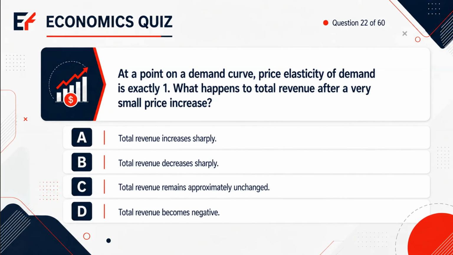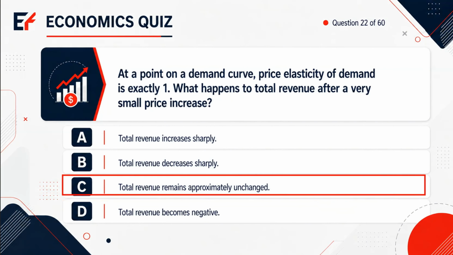Question 22. At a point on a demand curve, price elasticity of demand is exactly 1. What happens to total revenue after a very small price increase? A, total revenue increases sharply. B, total revenue decreases sharply. C, total revenue remains approximately unchanged. D, total revenue becomes negative. The correct answer is C.